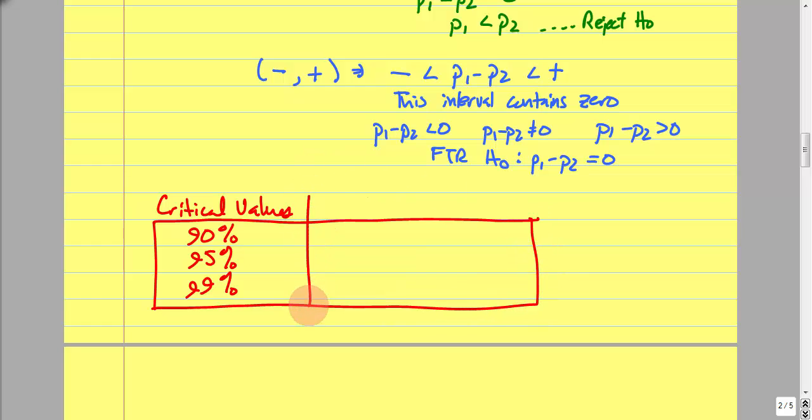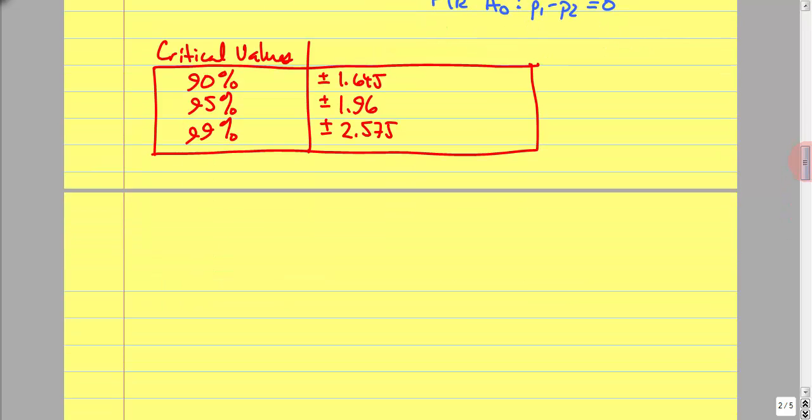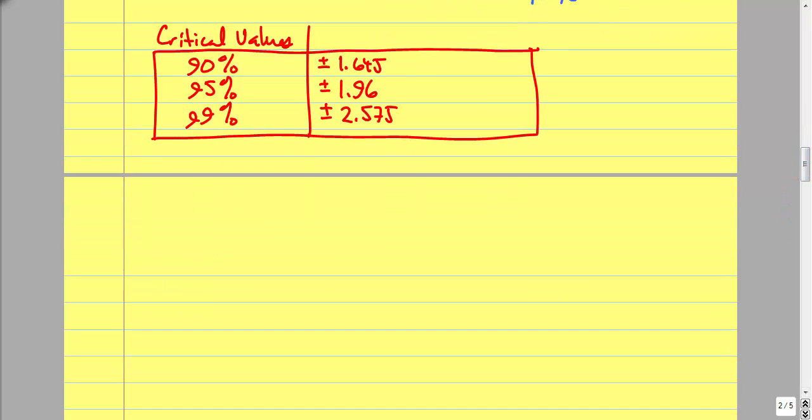Okay, so for 90%, that's plus or minus 1.645. Now this is our critical value we'd use for hypothesis testing and also with our margin of error. 95% would be plus or minus 1.96, and 99% would be plus or minus 2.575. So let's go ahead and look at our first example, and we'll set up one of these problems from start to finish.